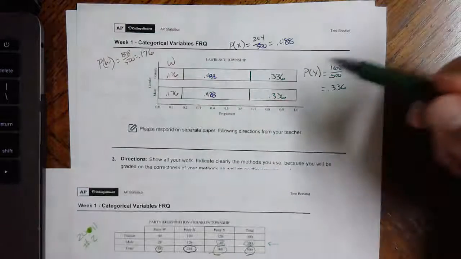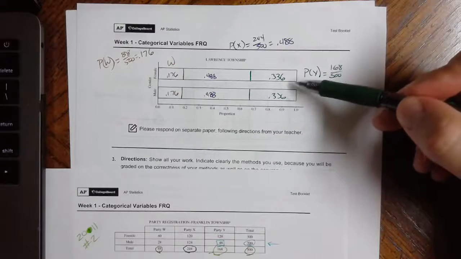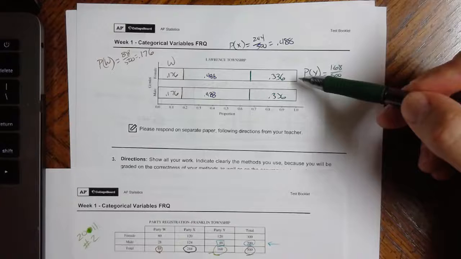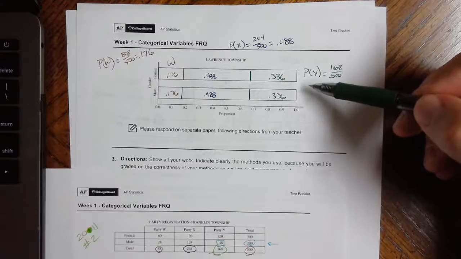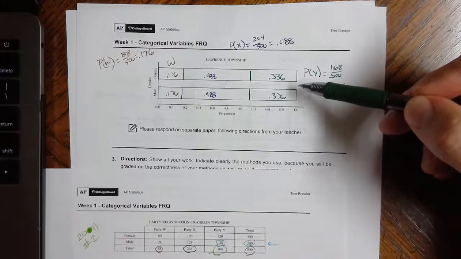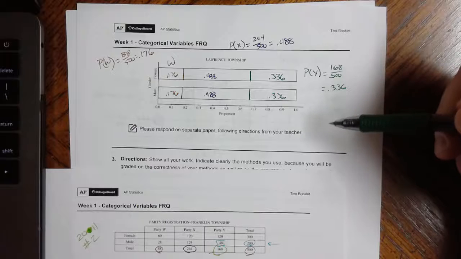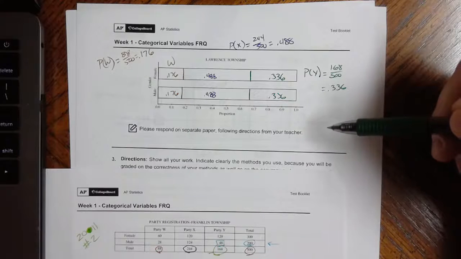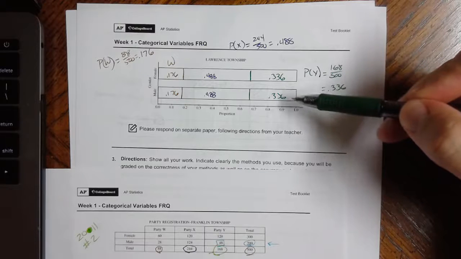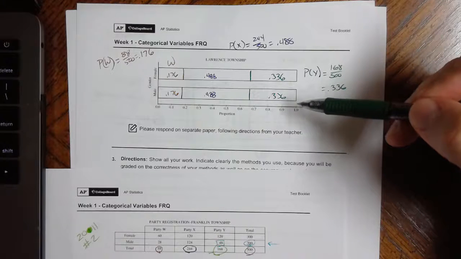Again, the whole point of this display is that if things are independent, the gender won't make any difference on the probability of the parties. So that's what should happen in this particular display. Many students actually just recopied the display from Franklin Township, and that's an incorrect response. What you have to do here is just use the totals from the parties from the previous town.